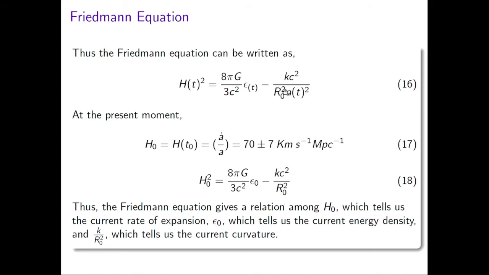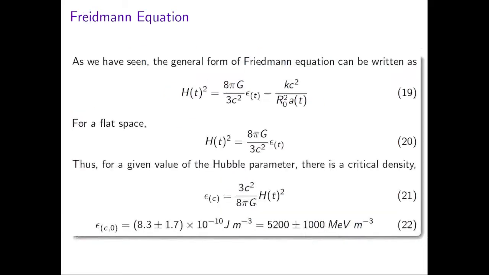You might have seen that the scale factor term is missing, because at the present moment we normalize the scale factor and take it to be exactly equal to 1. With this equation, we can see that the Friedman equation gives us a relation with H naught, which tells us the current rate of expansion, epsilon naught, which tells us the current energy density, and k by R naught square, which tells us the current curvature of the universe at the present moment.